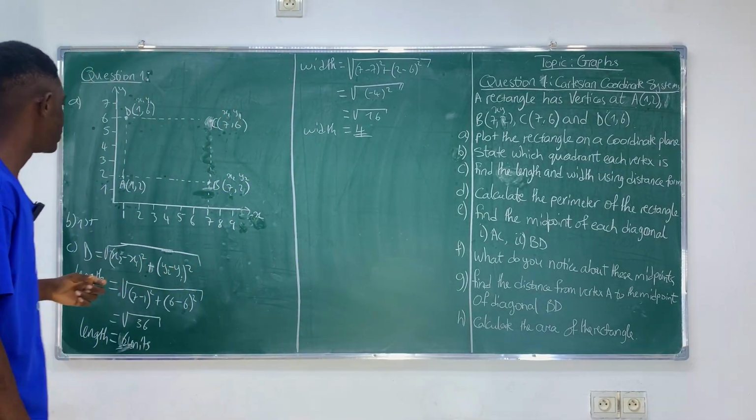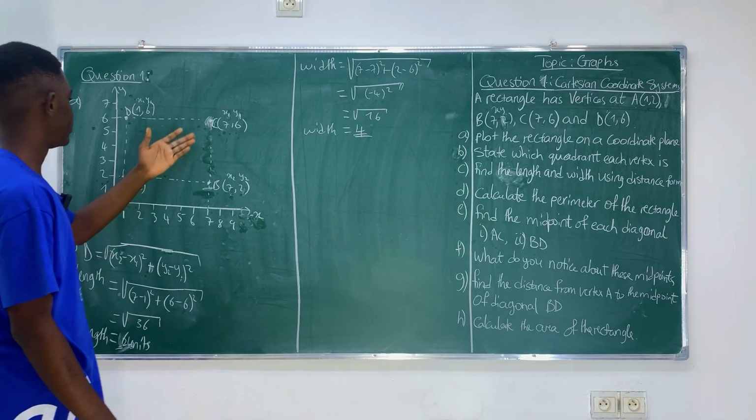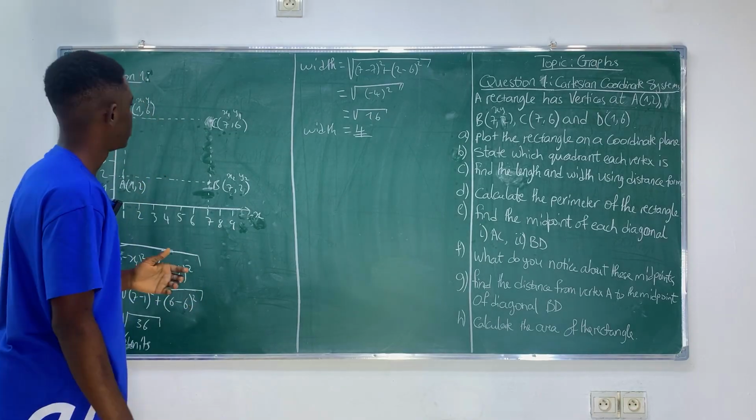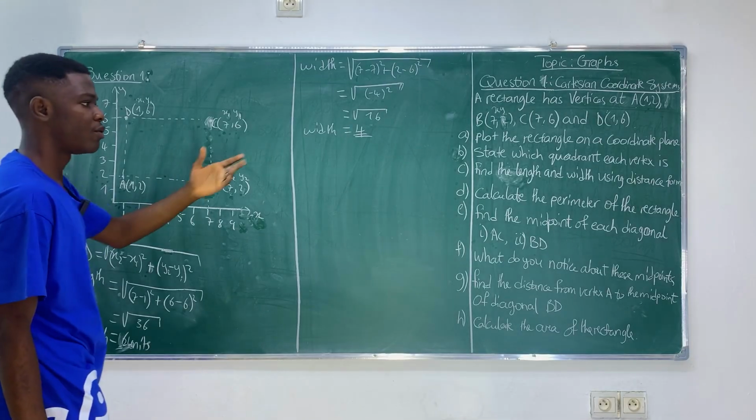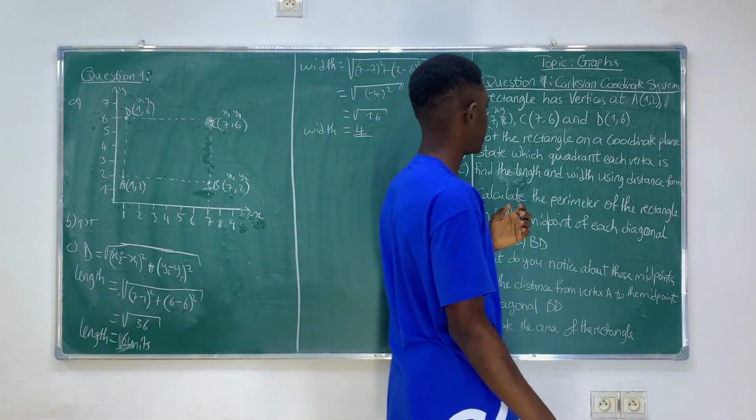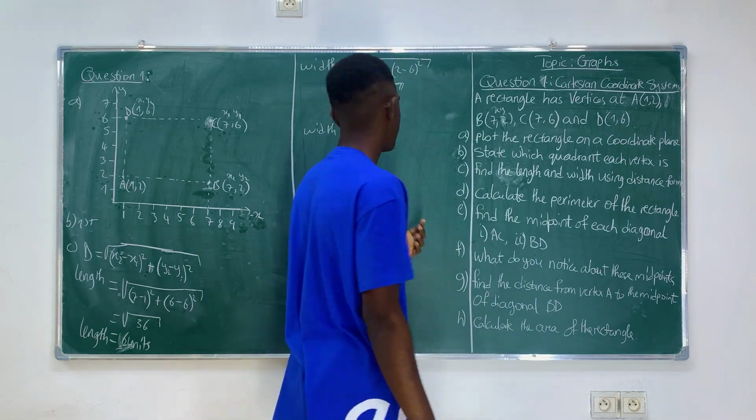So just like that, we calculated the width and the length. We check, and we see that the width is actually 4, because you have 6 minus 2, which gives 4. So we calculated the width and the length, and we saw that they are the same using the formula method.